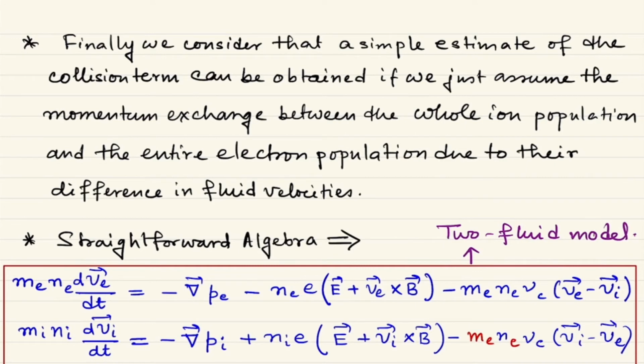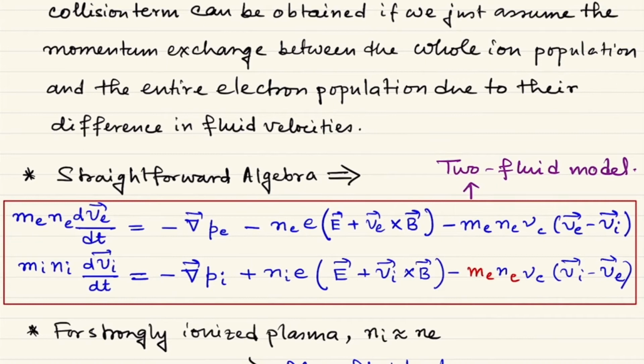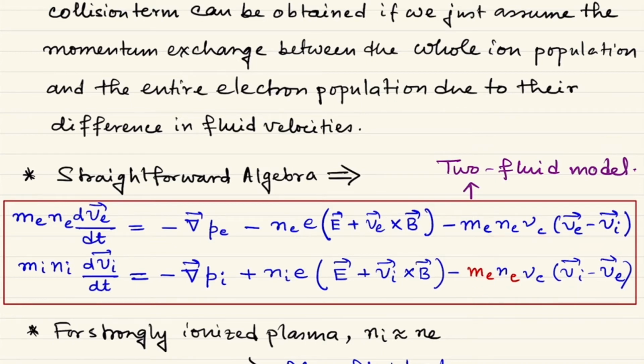So here you see that if you just consider this fact, then after a few steps of straightforward algebra, you can finally derive the fluid equations for both the populations. The effect of collision, which is of our primary interest here, is given by simply this. This is just an exchange term of the electron and ion fluids once again.